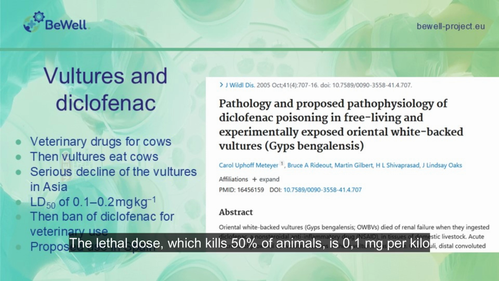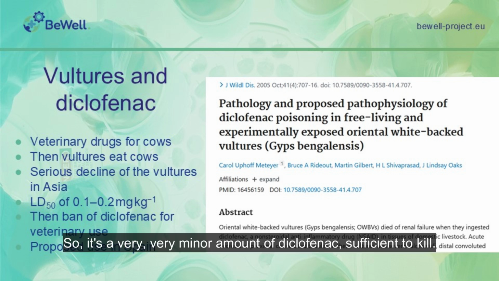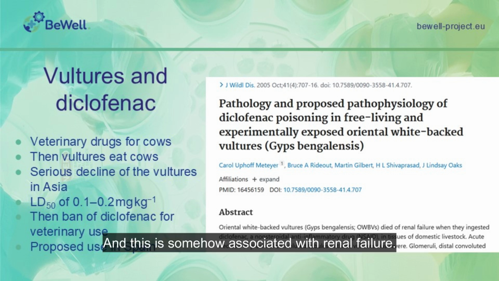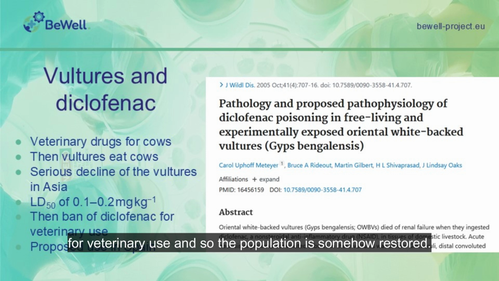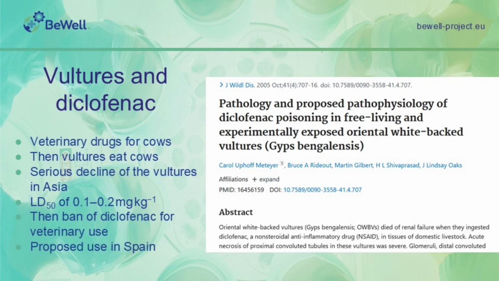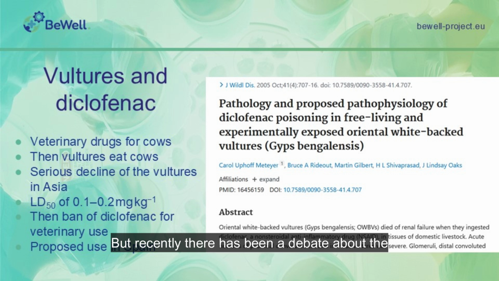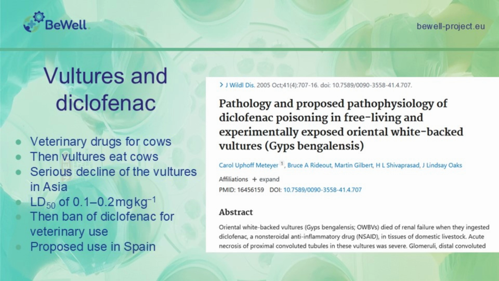The lethal dose, which kills 50% of animals, is 0.1 mg per kilo. So, it's a very, very minor amount of diclofenac, sufficient to kill. This is somehow associated with renal failure. There has been a ban on the use of diclofenac for veterinary use, and so the population is somehow restored. But recently there has been a debate about the use of diclofenac for veterinary use in Spain.